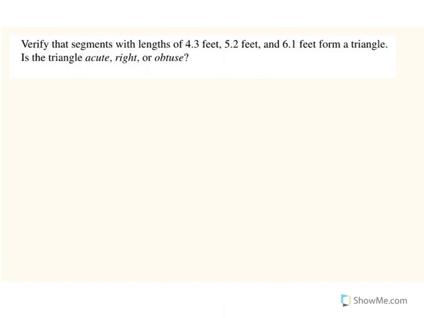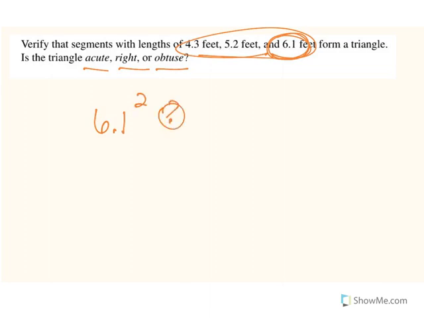Okay, so now we need to decide, is it acute or obtuse? Well, we need to put our numbers into our Pythagorean theorem. 6.1 would be our c squared. So 6.1 squared, we don't know. Is it equal? Is it less? Is it bigger? We'll find out. Most of you want to put an equal sign there, which is fine. I'm just trying to make a point.